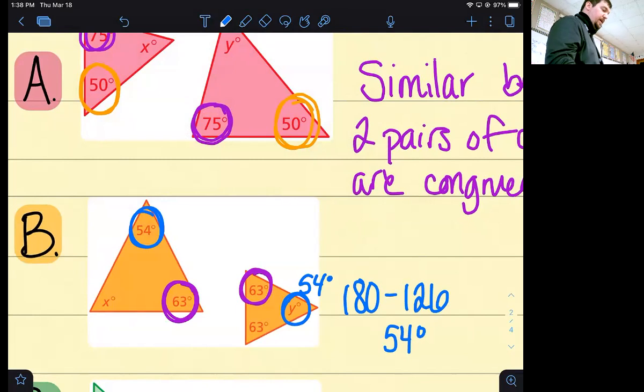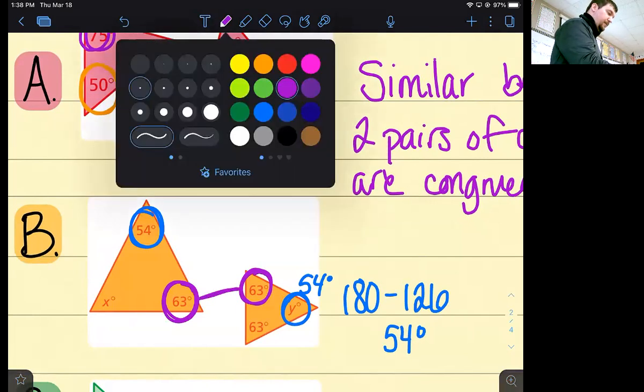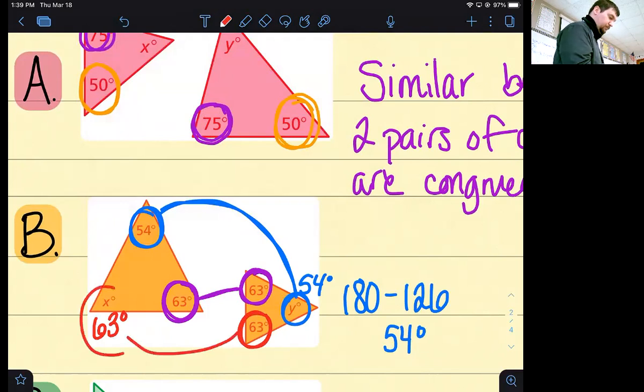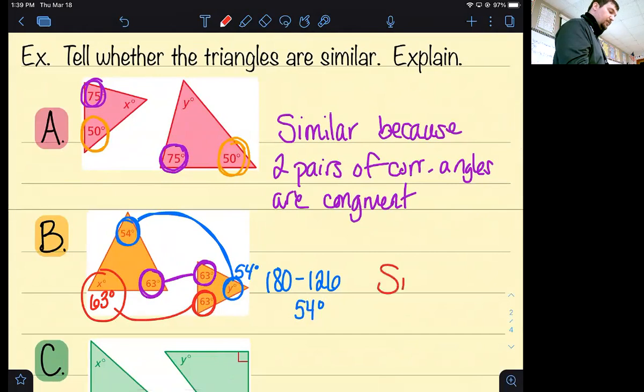So there's a 63. There's a 54. And then from this, we could say that this has to be 63 degrees. All right. So this is going to be similar for those reasons, because if two pairs of corresponding angles are congruent, then there have to be three pairs that are congruent. There will be three pairs.